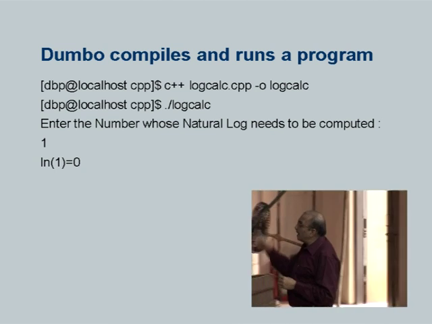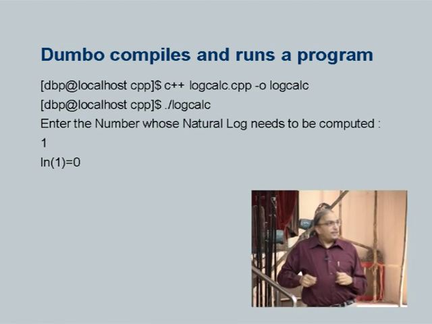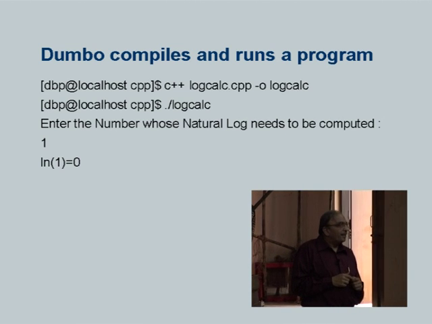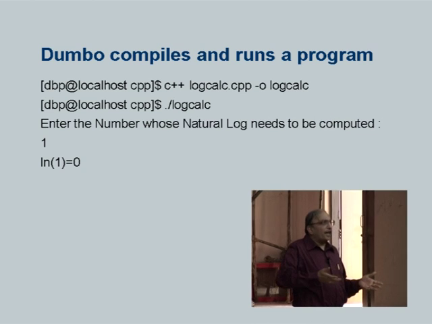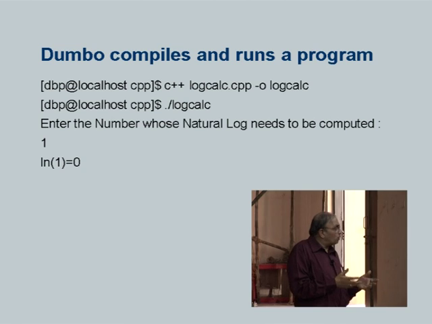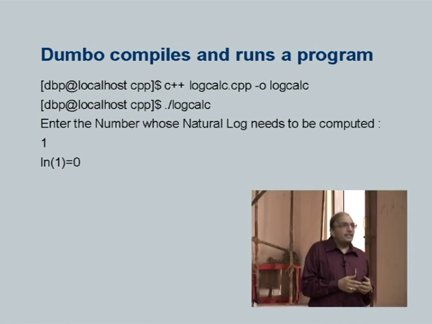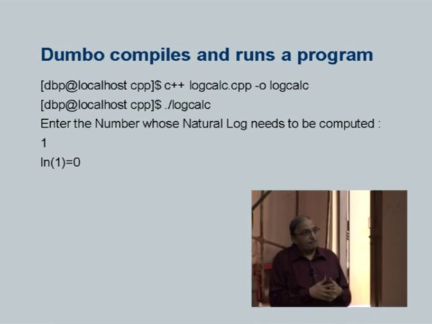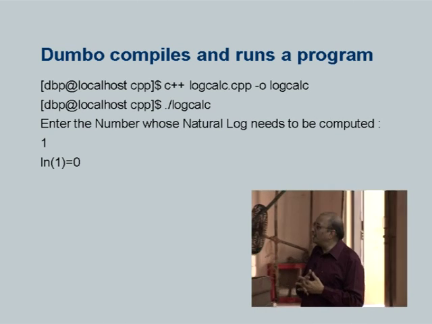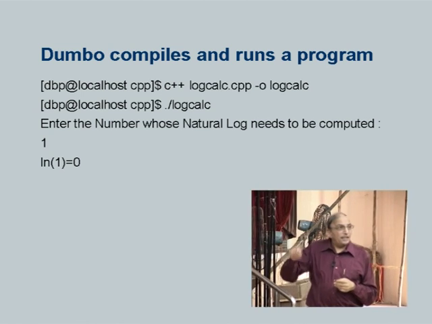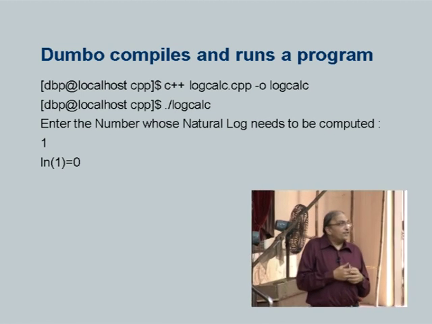Dumbo will do that and again give you a dollar symbol, at which step you give another funny command, ./logcalc. Why dot slash? Why not just logcalc? After all, Dumbo has just compiled my program and it knows that the instructions so compiled are in a file called logcalc. We shall see why dot slash is required. And we shall later on see how we can remove that dot slash completely. But for the time being, we'll go by this command. When I say ./logcalc and press return, Dumbo starts executing my instructions.